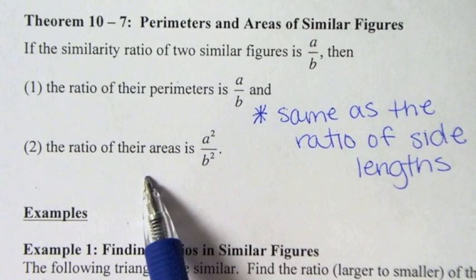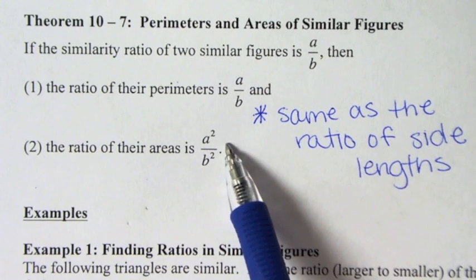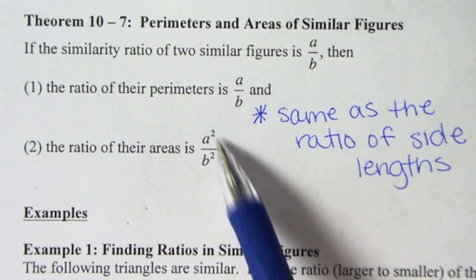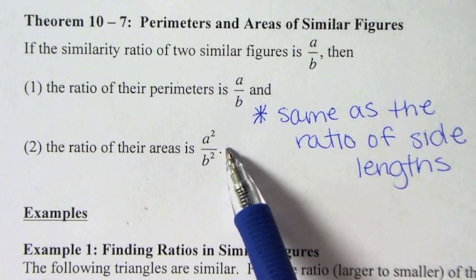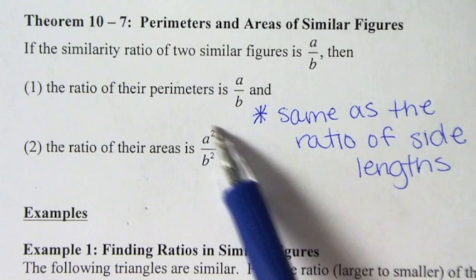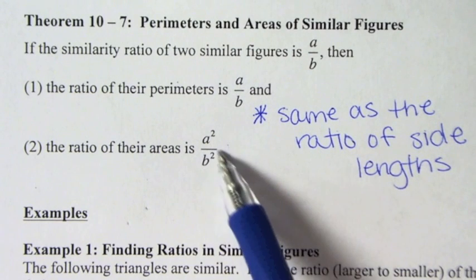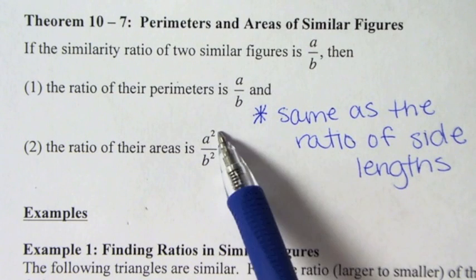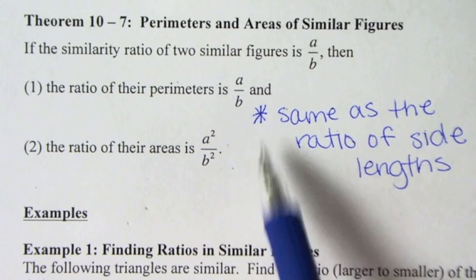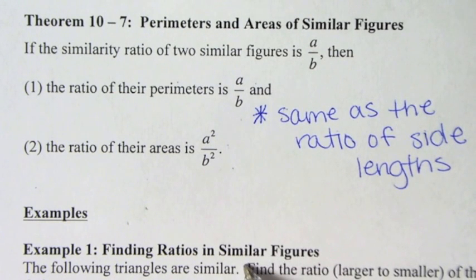Then the ratio of their areas is A squared over B squared, or A squared to B squared. The reason for that is when you take the area of a figure, you get a squared unit, you get a squared amount, you take it times itself, okay? So A squared over B squared for area, A over B for perimeter.